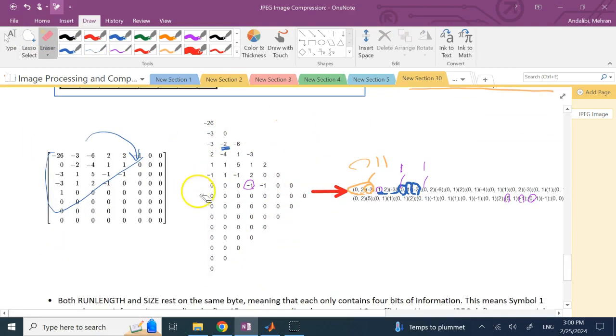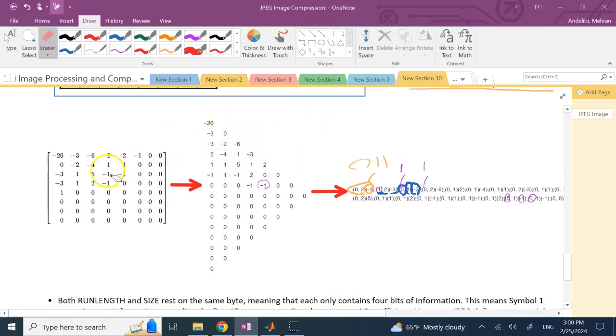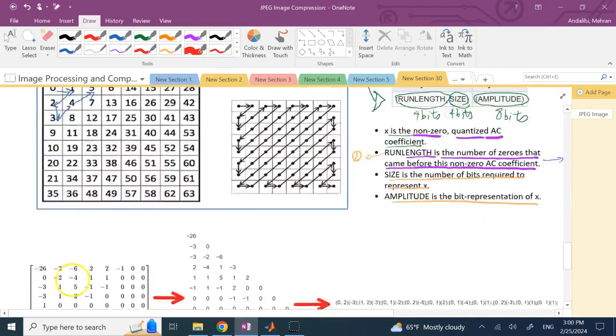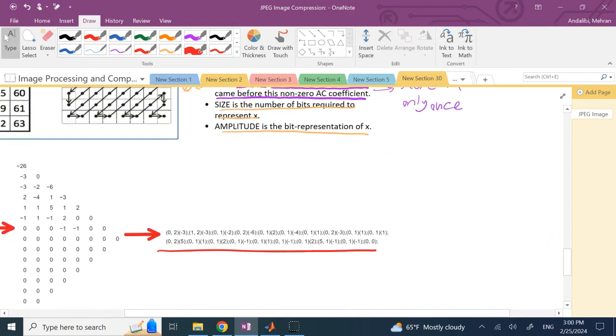Let's do a little bit of clean up. So you get that, and now you get this final thing here. This is what we call the run length encoding. And finally, use the Huffman coding on the rest of it. So once you have this, then you apply one final Huffman coding.